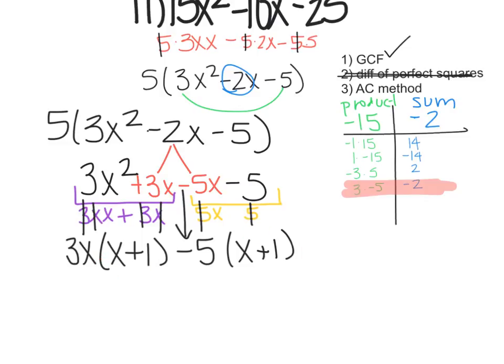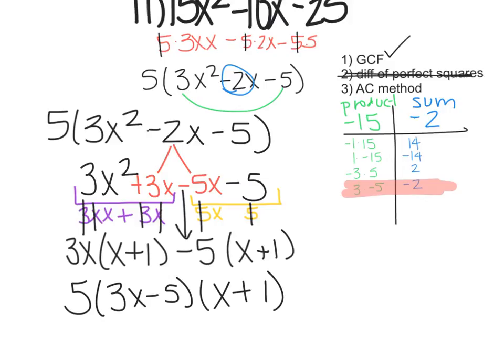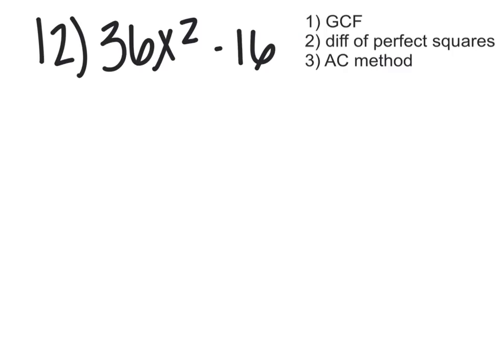So that means my final factorization is 3x minus 5 and x plus 1, and we cannot forget the 5 that we pulled out earlier in the problem.